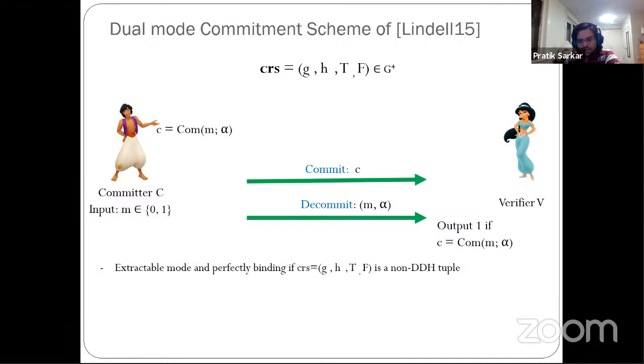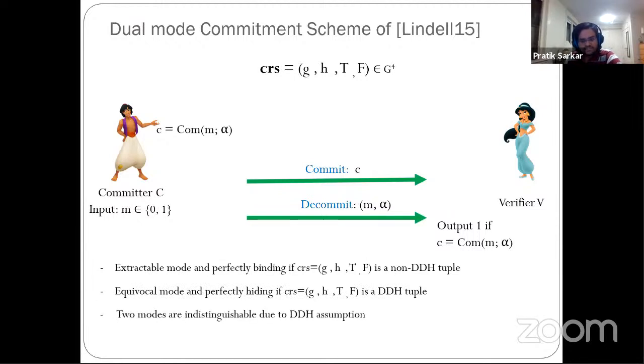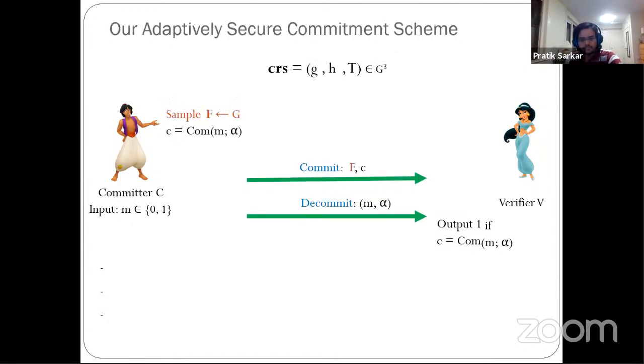Lindell showed that the commitment is perfectly binding and extractable if the CRS is a non-DDH tuple. That is, G, H, T, and F is a non-DDH tuple here. The commitment is also perfectly hiding and equivocal if the CRS is a DDH tuple. And the 2 modes of the CRS are indistinguishable due to the DDH assumption. However, the mode of the commitment is programmed in Lindell's paper by programming the CRS, and that hampers adaptive security.